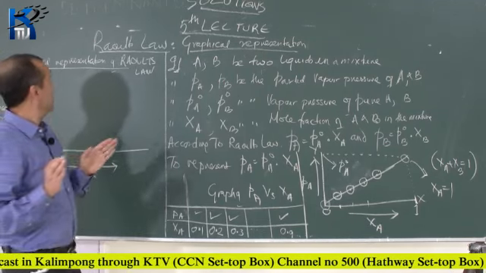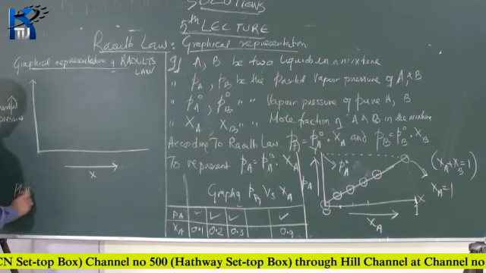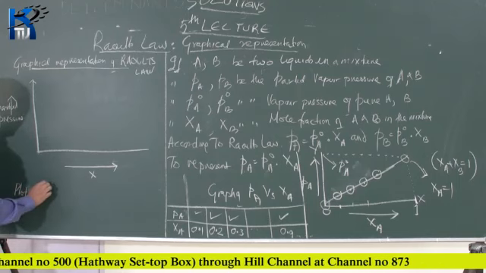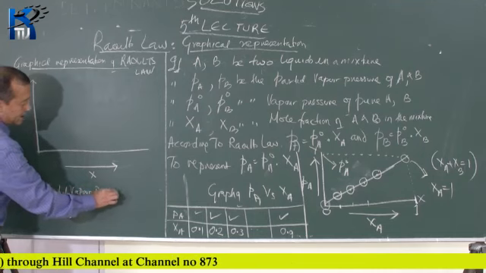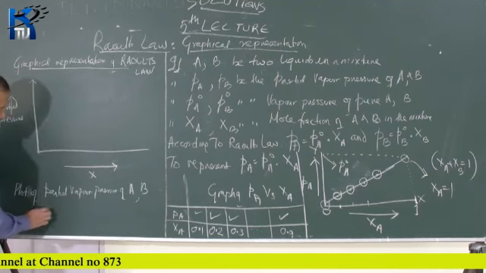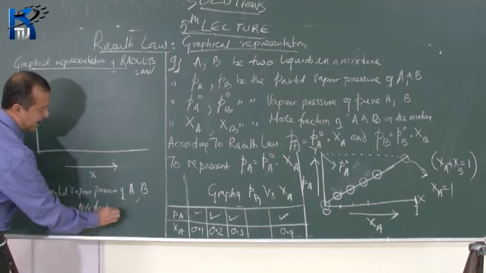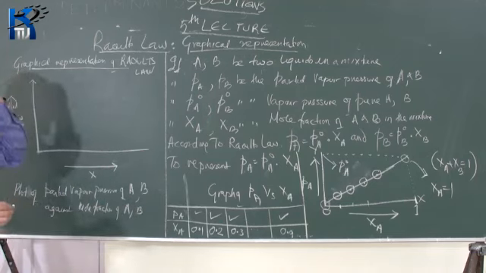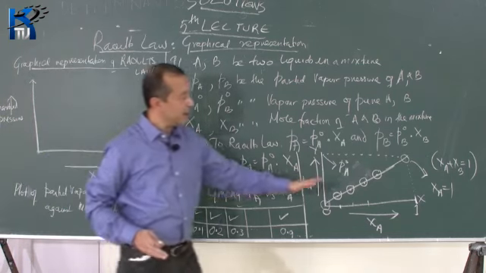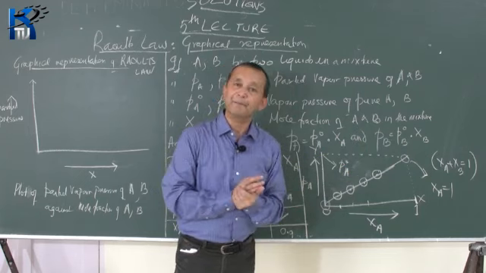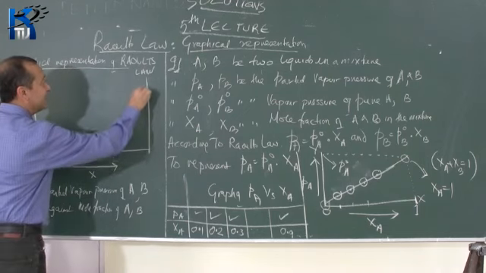In this particular graph, we are plotting the partial vapor pressure of A and B against the mole fraction of A and B. Since it is a plot of partial vapor pressure of A and B against the mole fraction of A and B, the graph you get here will be two lines, one for A and the other for B. Now the interesting thing here is that there will be two y-axes.